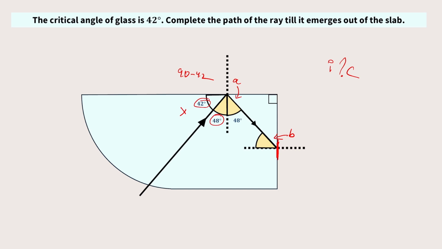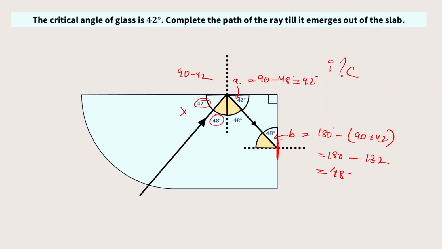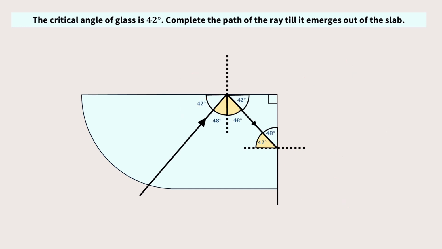So angle A will be equal to 90 minus 48, which will be equal to 42. And angle B, we can calculate by using sum of angles in a triangle. So 180 minus (90 plus 42), which is equal to 180 minus 132 equal to 48. Now we can find the angle of incidence in the second surface, which will be equal to 90 minus 48 equal to 42. And over here, the angle of incidence is equal to critical angle. So angle of refraction will be 90 degree. So this is the solution to this question.